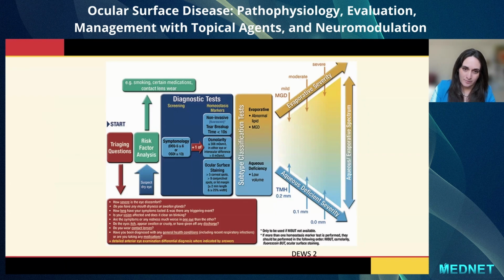This is another way of thinking of breaking that down more visually. Again, you want to ask the questions and understand the history. Then you want to look at the risk factors, and then you want to use a dry eye disease questionnaire like the Ocular Surface Disease Index, and then you want to look at specific tests like tear breakup time, tear osmolarity, ocular surface staining, and then you want to think about the subtype classification, and then that can help determine which direction to be most focused on in the therapeutic approach.